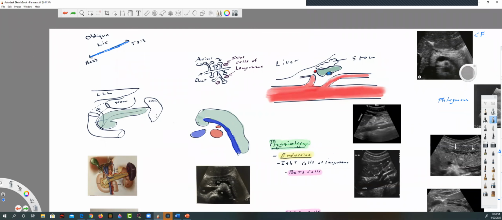I have two views drawn out here. This is your textbook view of the pancreas, and so we have left lobe of liver.